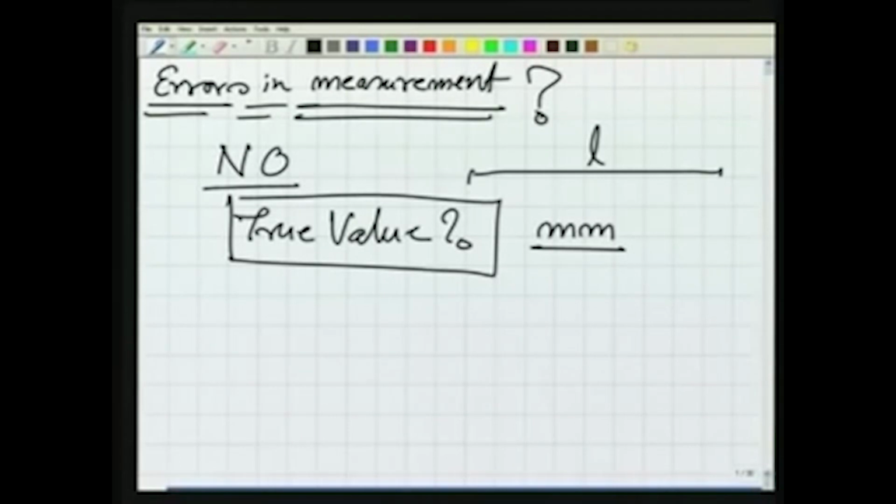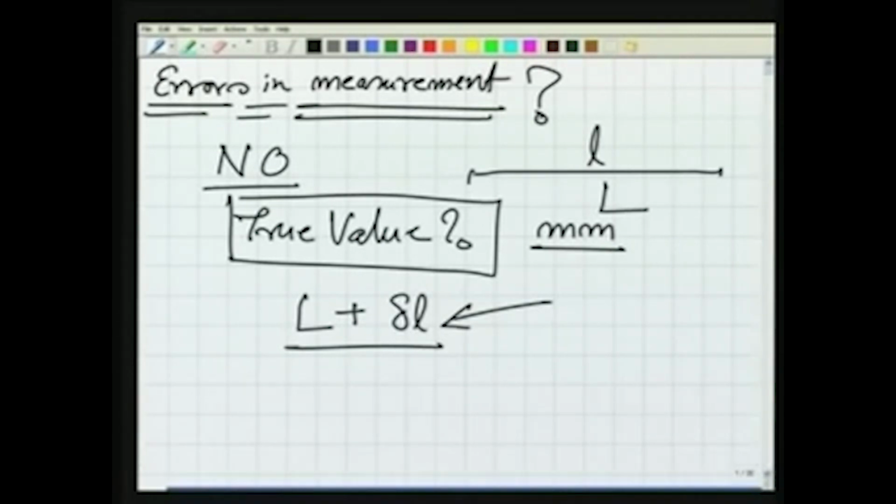So what we measure? We measure the true value, let us say we are writing it in capital L, plus some error term, because we are introducing some error here. So this is the error term which we are introducing. I gave you just one example of the error, which is because of the least count. There may be many more sources of the errors. Well, let us start talking about those.